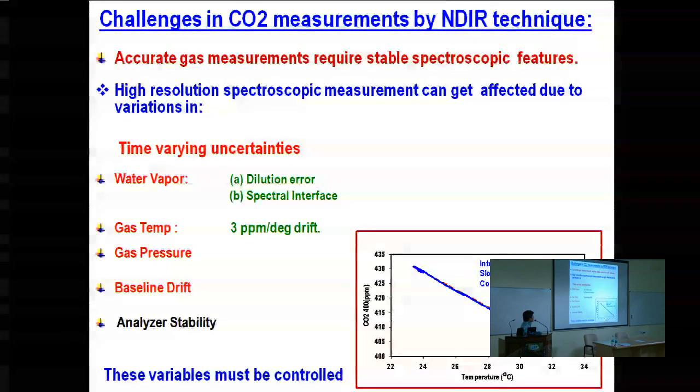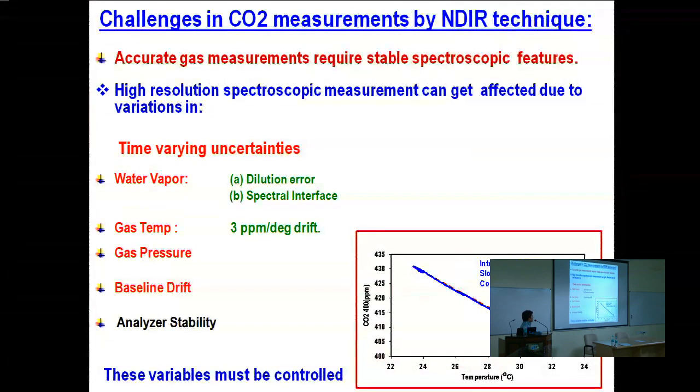And this one is a lab experiment. This one shows the temperature dependence of the absorption of CO2. You can see from this graph that 3 ppm per degree centigrade can cause a drift in the CO2 value.